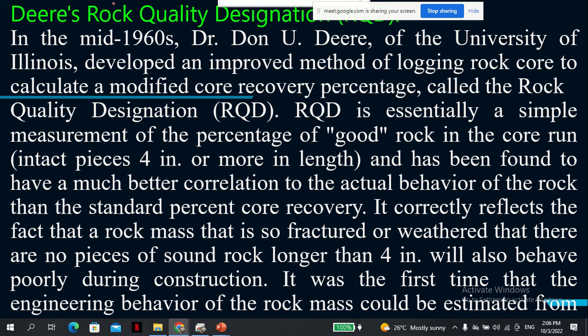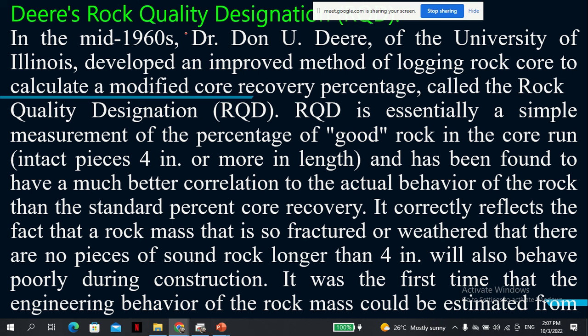In the mid 1960s, Dr. Deere of the University of Illinois developed an improved method of logging rock core to calculate a modified core recovery percentage called rock quality designation. This is when you're doing core excavation, not a pit. If you're doing a pit, you're collecting samples to take to the lab.